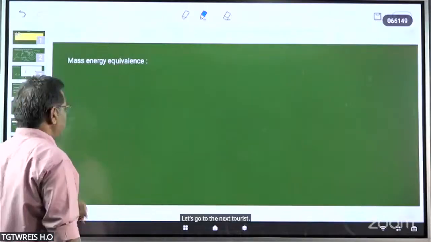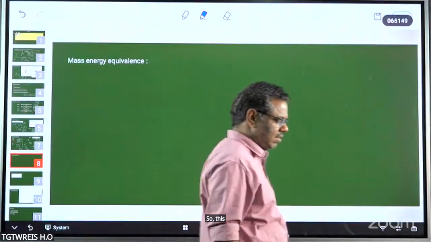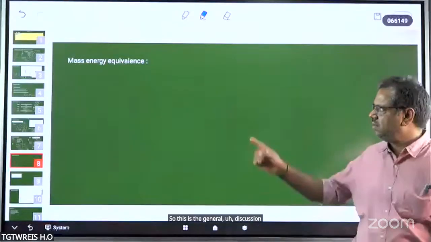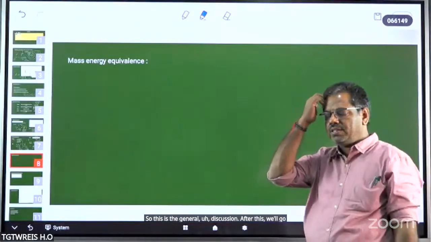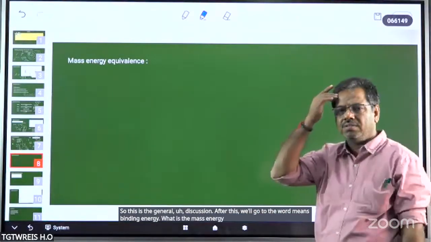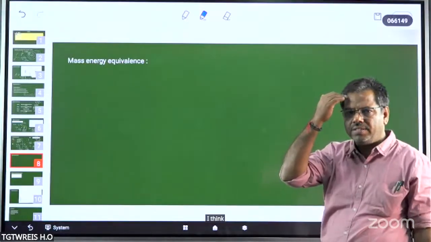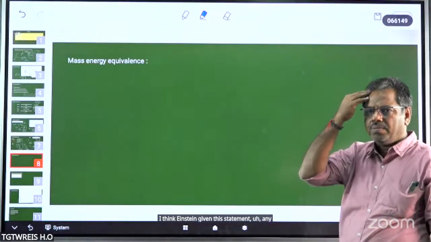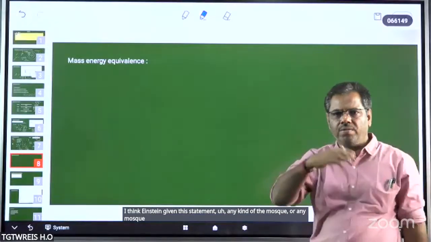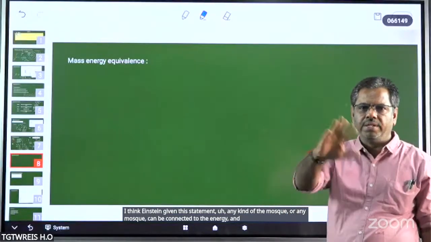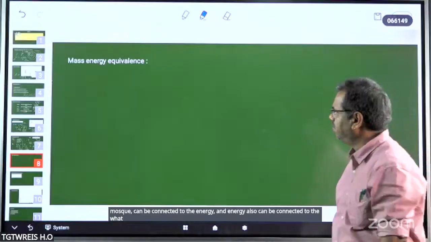Mass energy equivalence. This is the general discussion; after this, we'll go to binding energy. What is mass energy equivalence? Einstein gave this statement: any mass can be converted to energy, and energy also can be converted to mass itself.